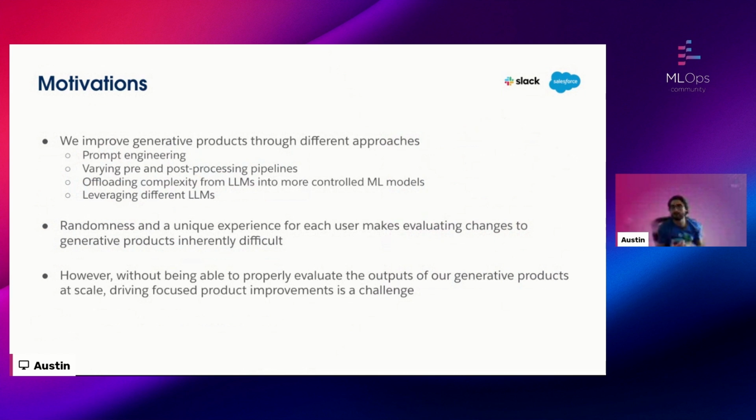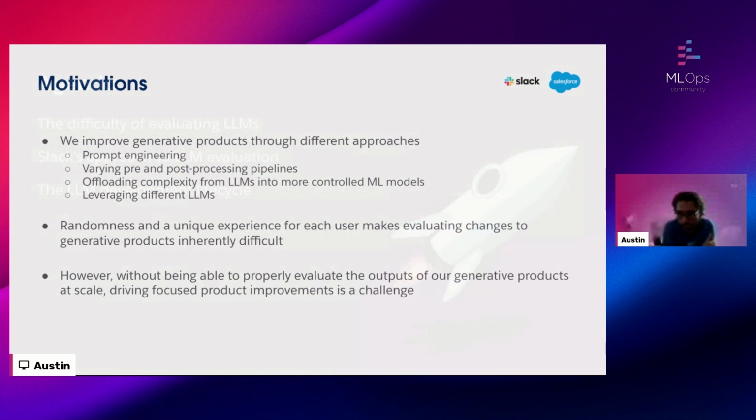You can't just develop 10 examples, evaluate on those, and say you're good to go. But this leads us into a catch-22, where without being able to properly evaluate the quality of our changes or of our generative-based products, it's very difficult to drive continual progress at scale and continue to improve your generative-based products.